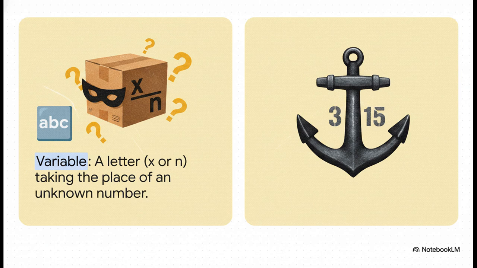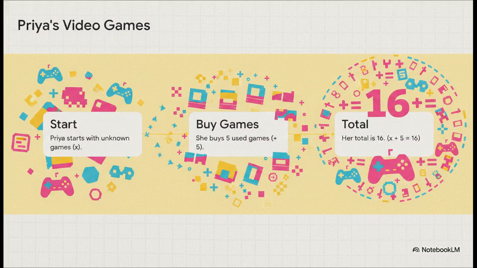Second, we have constants. Now, a constant is a fixed number whose value is already perfectly known, kind of like the numbers 3 and 15 we just looked at. Simply put, variables are the missing pieces we're trying to find, and constants are the reliable anchors we use to actually track them down. Let's see what this looks like in the real world.